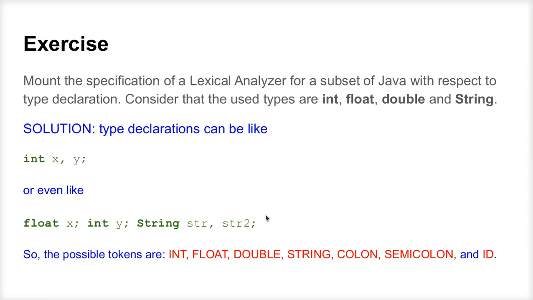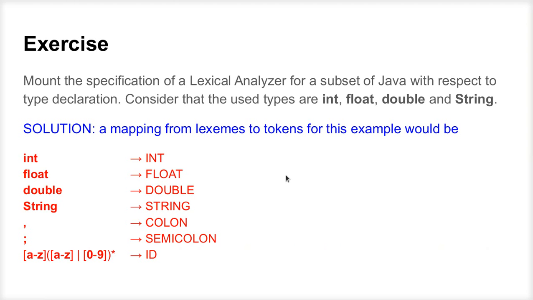So the possible tokens are int, float, double, string, comma, semicolon, and ID. A mapping from lexemes to tokens for this example would be lexeme int being mapped to int, lexeme float being mapped to float, double to double, string to string, comma to comma, semicolon to semicolon, and then for IDs we would have this situation here: at least one letter, and then a sequence of 0 or more digits or letters.